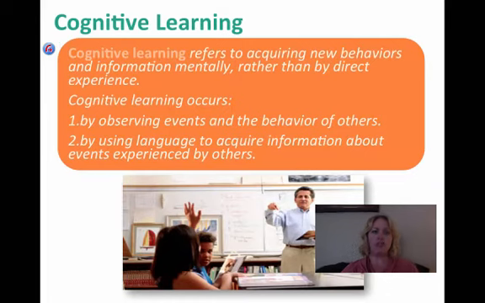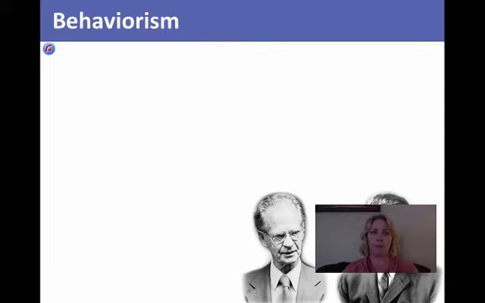Now, cognitive learning refers to acquiring new behaviors and information mentally rather than by direct experience. So we observe events and the behaviors of others. We use language to acquire information about events experienced by others. So cognitive learning, or observational learning, is basically watching.